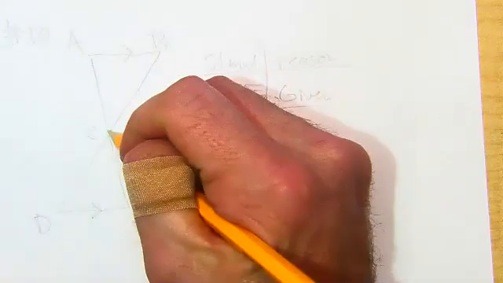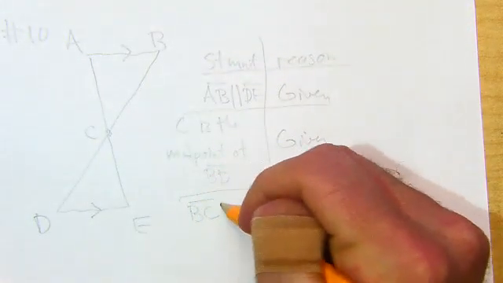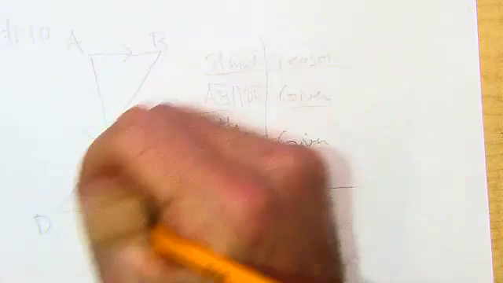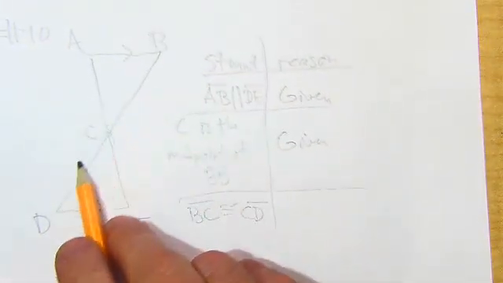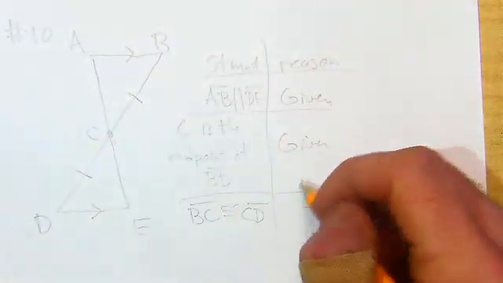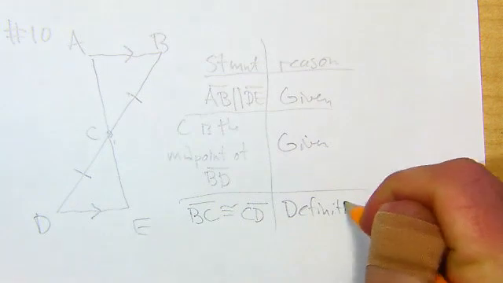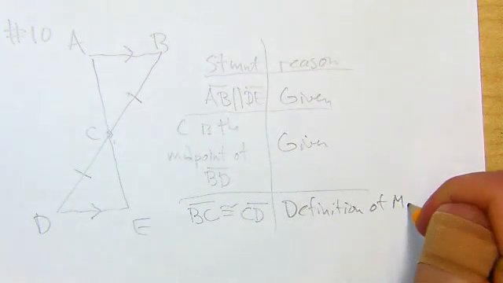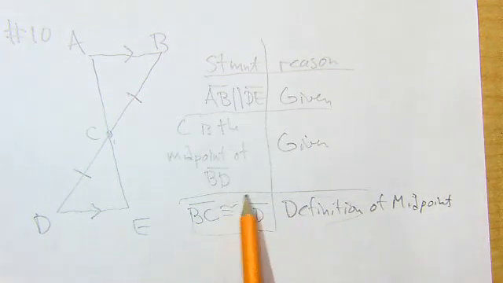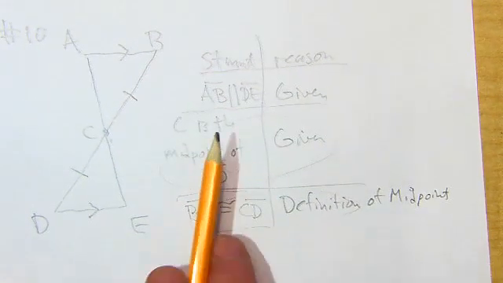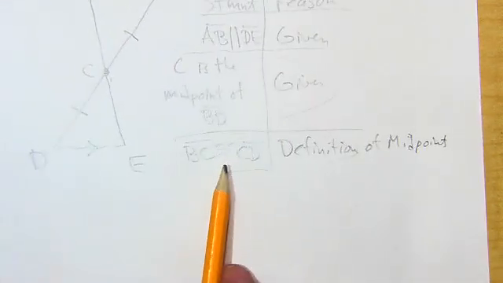If C is the midpoint of BD, the thing I know is actually that BC is the same as CD. If this is the midpoint of this, that means this and this are the same. The reason for that, you could say definition of midpoint, or some of you just said midpoint. That's fine. The reason I knew this was because of this. It's deductive reasoning. Because they gave me this, I can say this. That's the reasoning aspect of it.